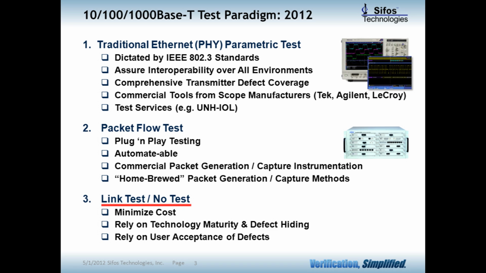A third strategy involves either a crude link go/no-go test or simply no testing at all. This minimal cost strategy relies on the maturity of technologies and the inherent capabilities of the Ethernet network connections to hide lower-level defects. It also benefits from average customer acceptance of defects, for example, when users simply shift a physical connection from a defective Ethernet switch port to an unused port.